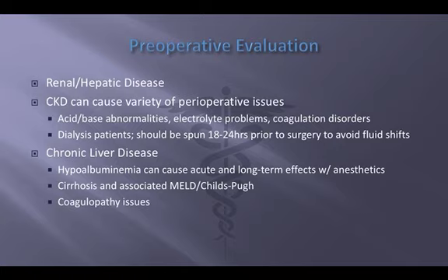So what do they do for renal and hepatic disease for preoperative evaluation? Chronic kidney disease can cause a variety of perioperative issues. It can throw off your acid-base status. It can cause significant electrolyte problems to the extent where multiple cases will be either canceled or delayed if the patient's hyperkalemic, especially if you're doing AV fistulas and the patient has a need for dialysis, they miss dialysis, now they come in, their K is 7, that patient will probably be canceled.